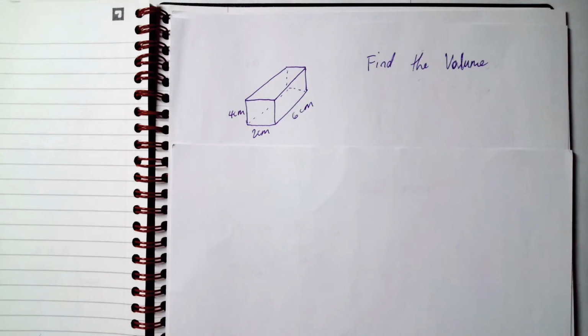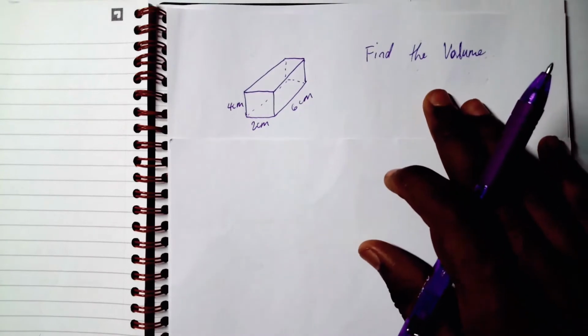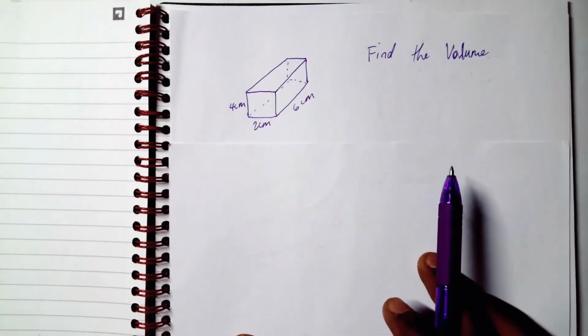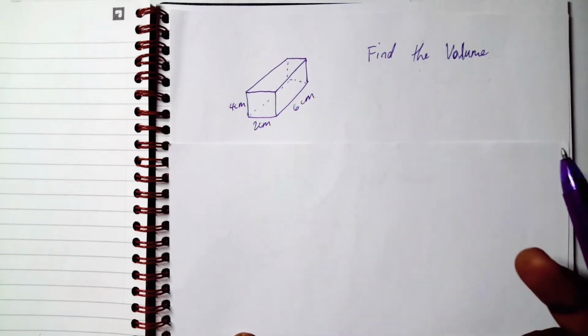Okay, so now we have our first set of questions. So let us begin. Find the volume of this object right here. As you can see, it's a cuboid.